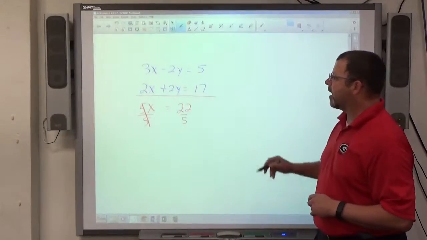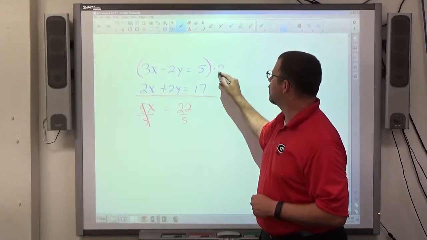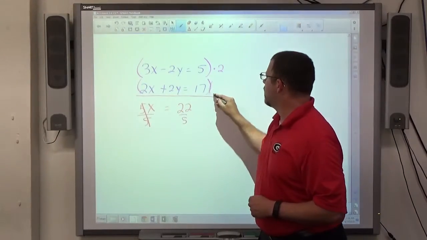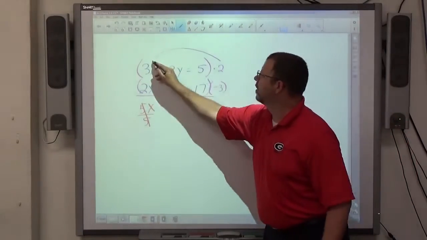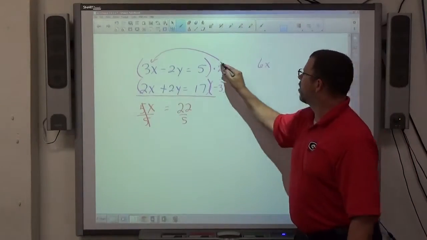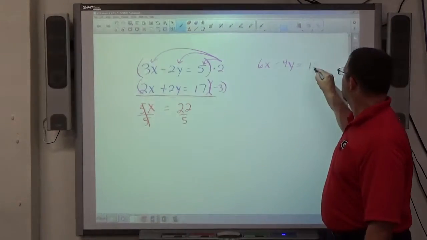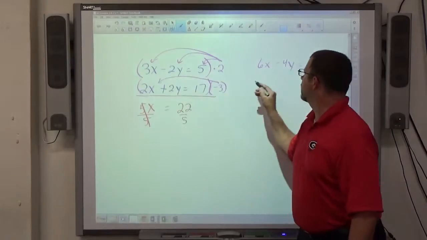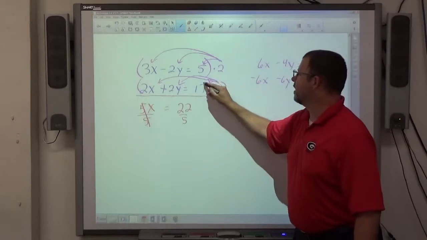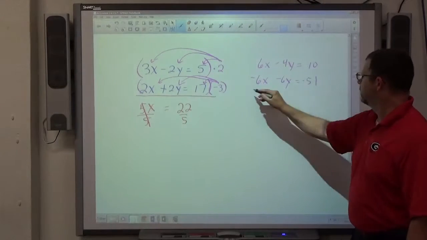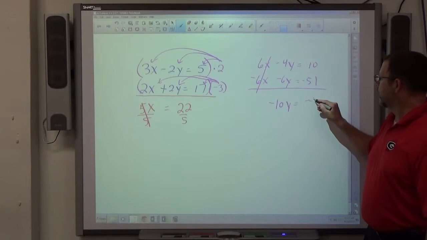is I could get rid of x. If I multiply the top equation times a positive 2, and the bottom equation times a negative 3. All right, so the top equation times 2 makes the 6x. It also makes a negative 4y. It also makes an equals 10. The bottom equation, I get negative 6x. I get negative 6y. And I get negative 51. Those cancel. Negative 10y equals negative 41.